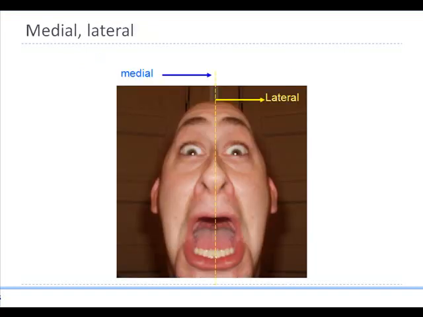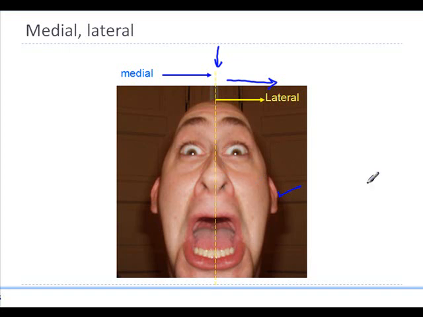Another one that is important to understand is medial versus lateral. So on this particular face, if I was to draw a line in the center as shown over here, then the line in the center, all the way closer to this end, is called the medial. Anything that's away from here is lateral. So for example, the ears are lateral to the nose.